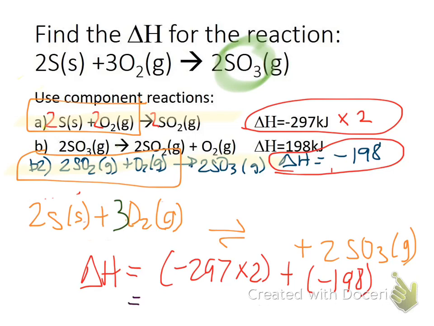Okay, I have a delta H of negative 792 kilojoules. Cool.